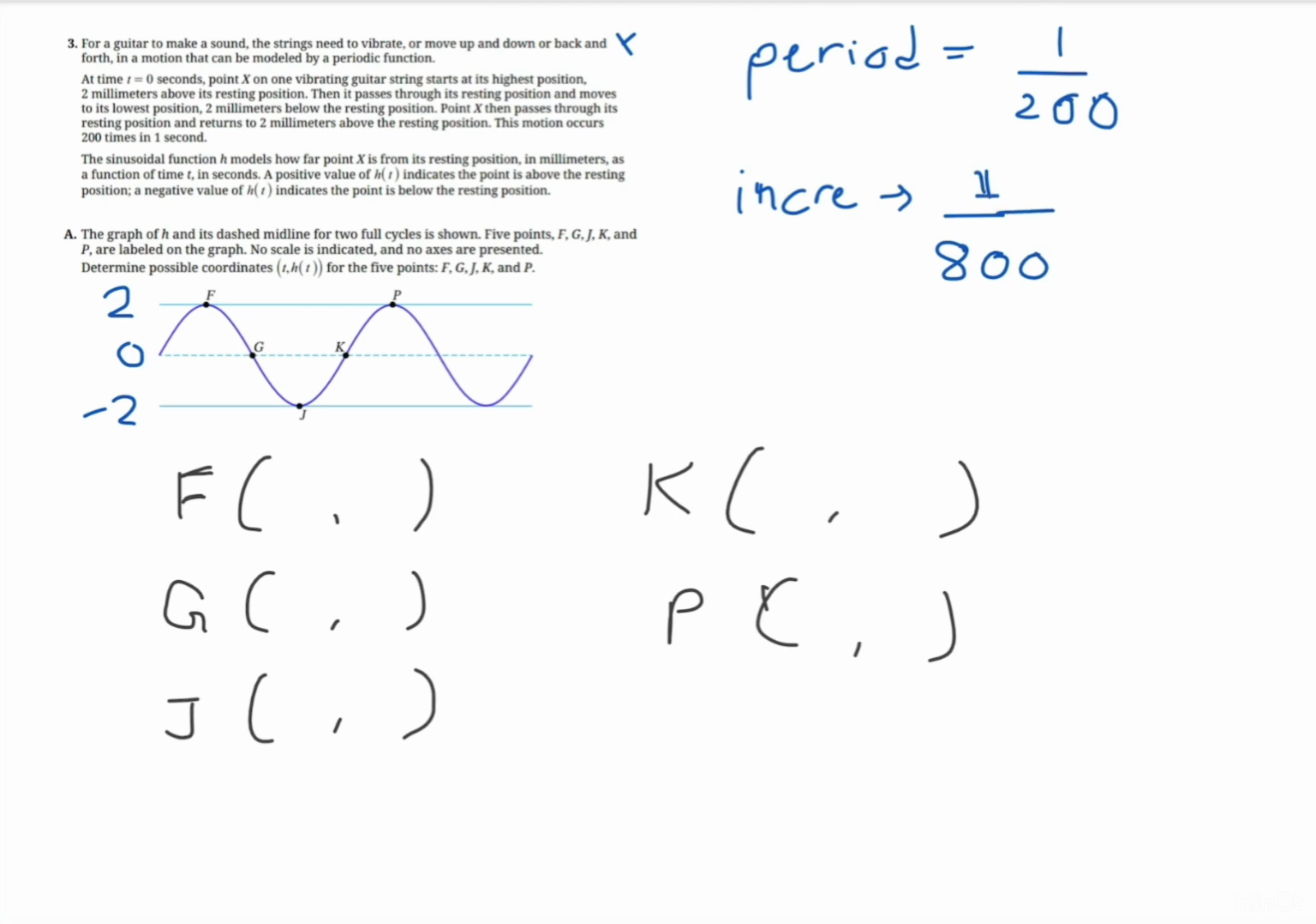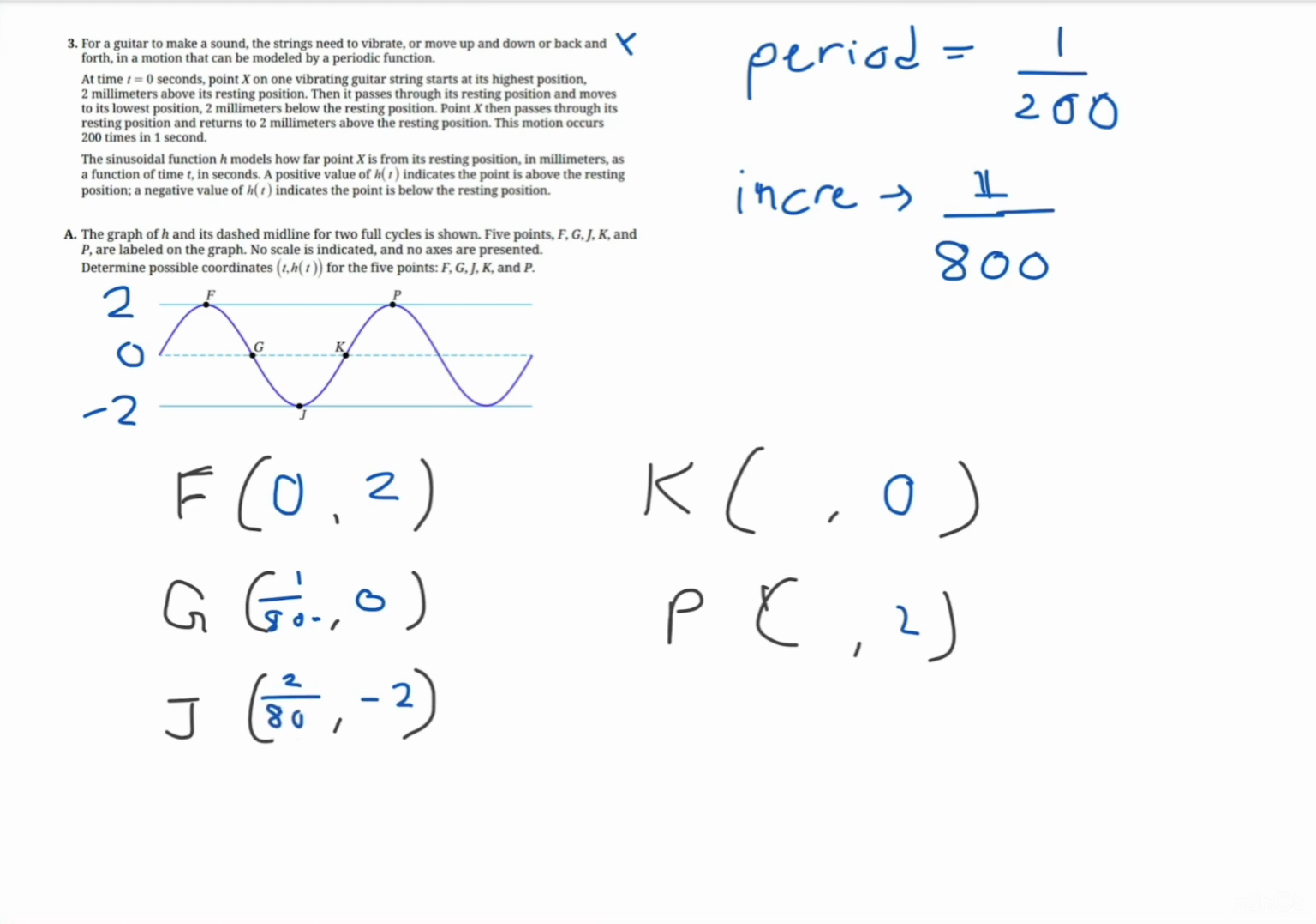Now, once we have this and this, it is quite simple for us. So I'll start with the y values. So f is 2, g is 0, j is negative 2, k is 0, and p is 2. Now f is t equal to 0. Don't put 1 over 800. We have the initial position at t equal to 0. Then we have 1 over 800. Then we have 2 over 800.